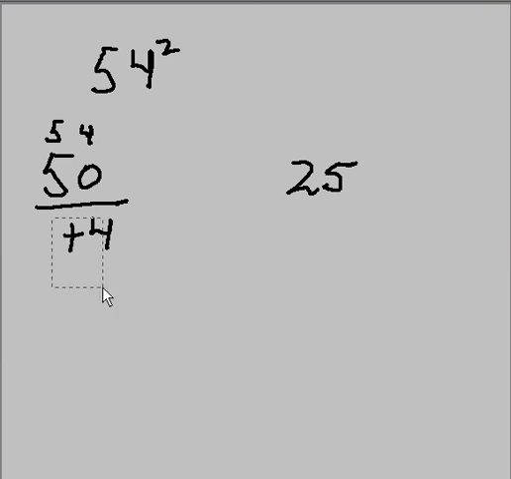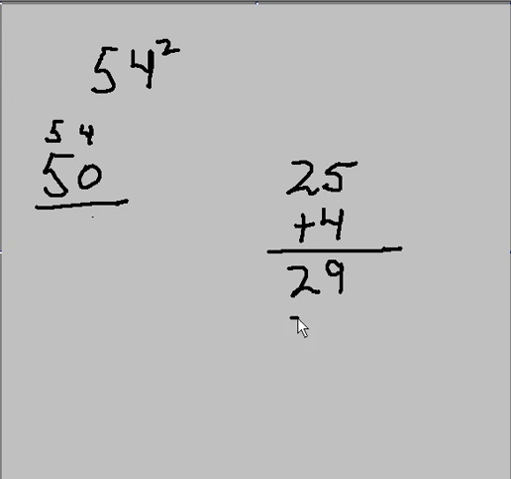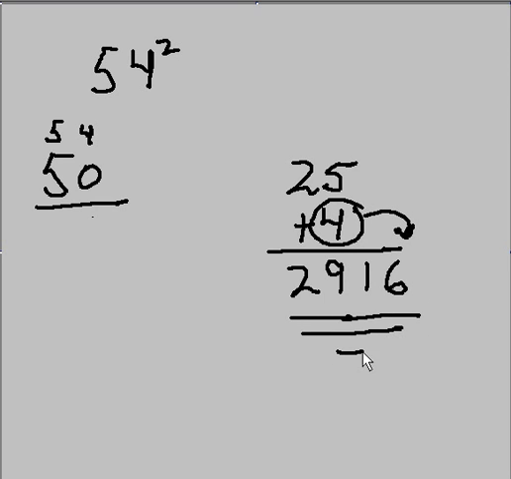Now what am I going to do? I'm going to combine that 4 with the number 25. I always do that. And I get 29. They're my first two digits. Now I take this 4, square it, and I get 16. And bada bing, bada bang, bada boom. There's my answer, 2916. That is amazing.